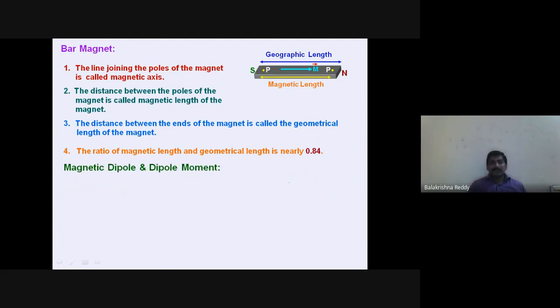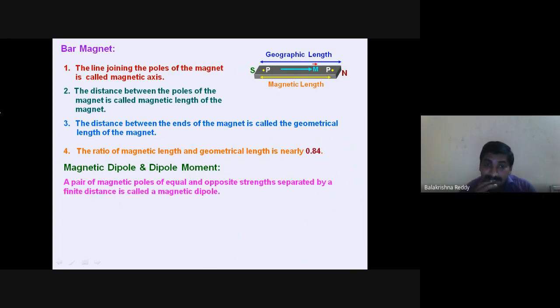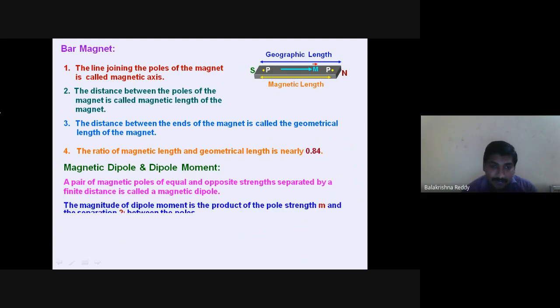Next, magnetic dipole and dipole moment. These are the important definitions we need to understand also. We have seen magnetic dipole in electromagnets. Now, in normal magnets, what is a magnetic dipole? Usually, a bar magnet itself is having two poles, right? So we can say it is a magnetic dipole. They have equal and opposite strengths separated by a small distance. So that we call a magnetic dipole.